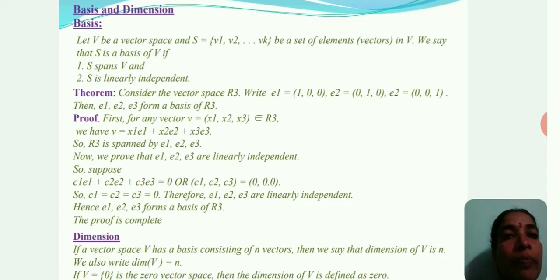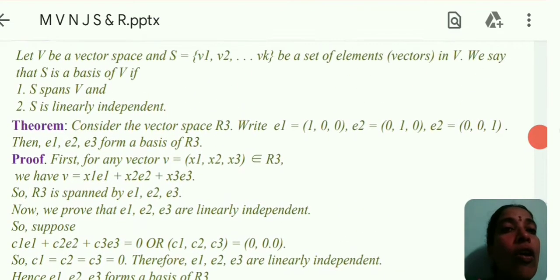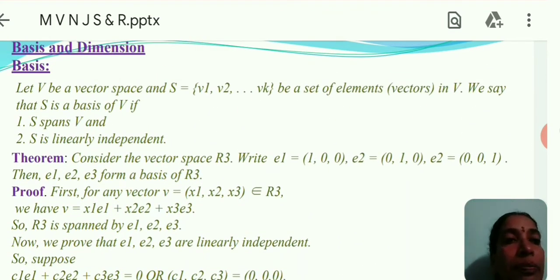Basis and dimension. What is a basis? Let V be a vector space. A vector space means you already know the conditions: closure, associative, identity and inverse. These four conditions are according to the internal composition, and again the left and right distributive laws and associative law, and also at the same time the identity law with respect to multiplication. These totally 8 conditions are satisfied by the given vectors, and that is called a vector space. Here S spans V and the second condition is S is linearly independent.